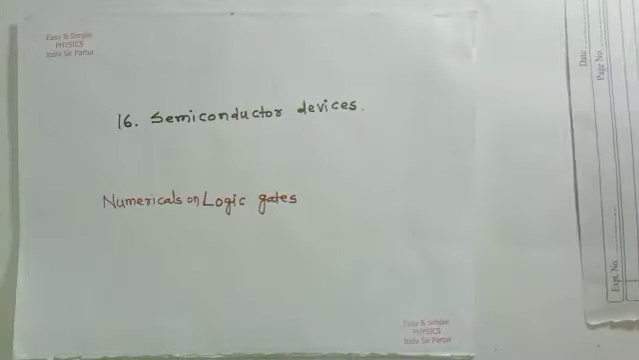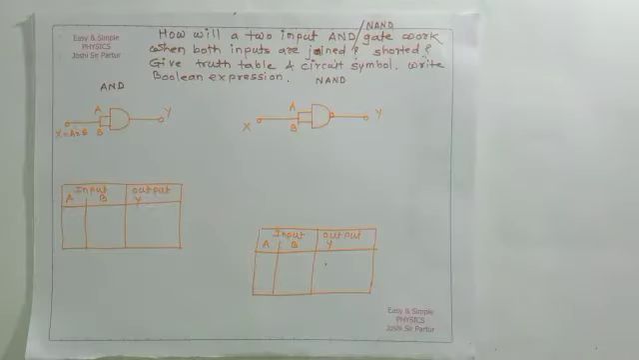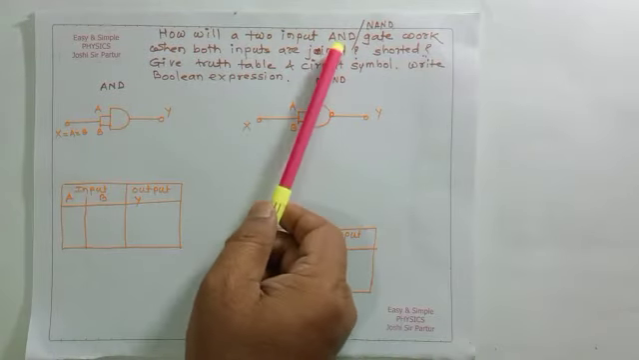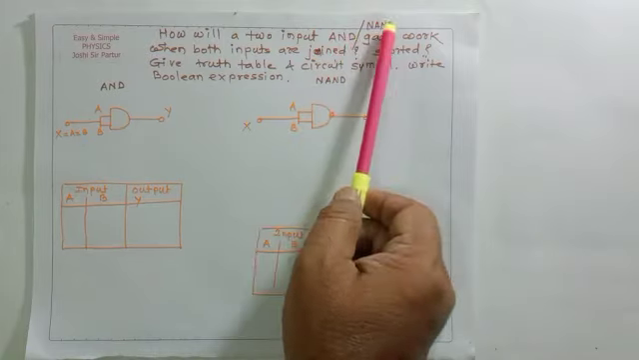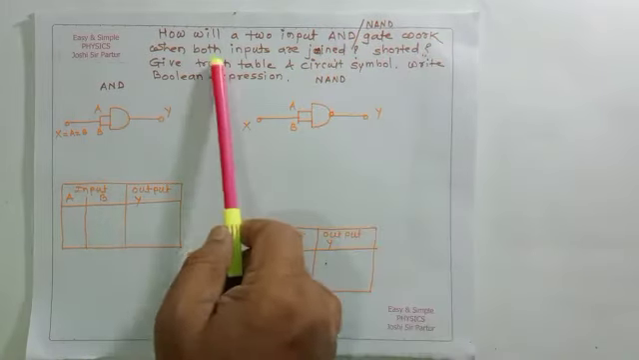Today we have learned chapter number 16, semiconductor devices. In this chapter we have seen numericals on logic gates. So the first numerical will be: how will a 2 input AND gate and NAND gate work when both inputs are joined?